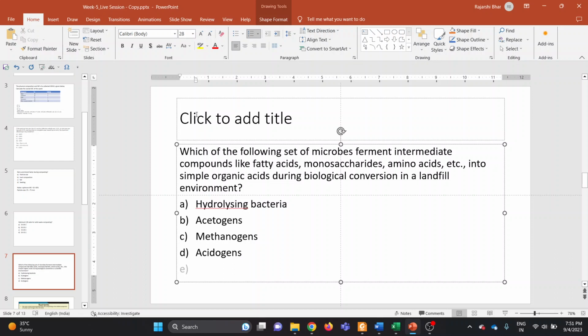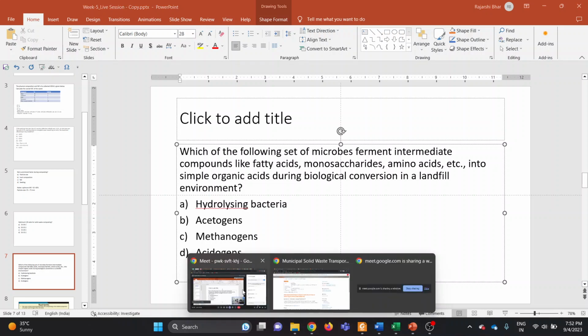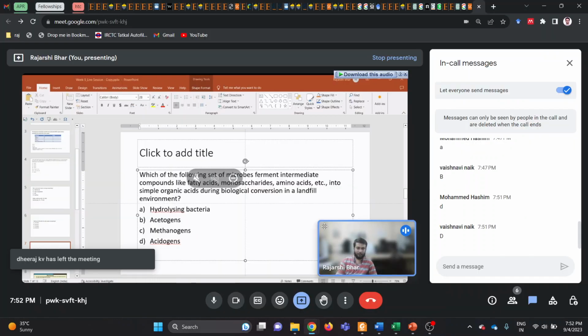I think you can answer this very easily. You have been asked which kind of microbes ferment the intermediates like fatty acids, monosaccharides and amino acids into simple organic acids during biological conversion in a landfill environment. So which one do you think is the correct answer? If you look at the keywords, I think it will be very easy to find out.